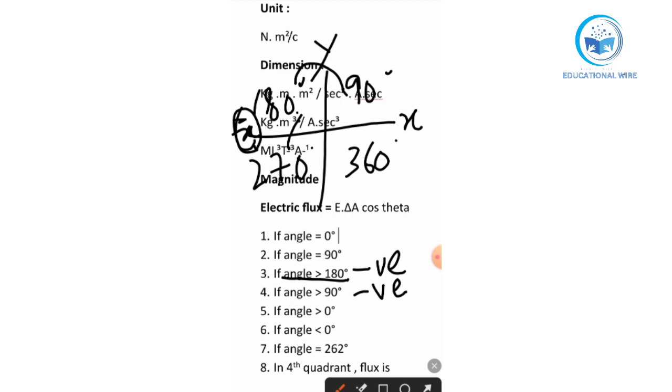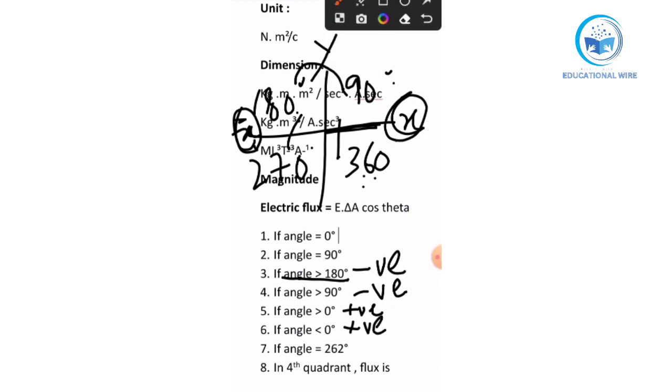If the angle is greater than 0 degree, this is the initial point, 0 degree to 90 degree, so it will be positive and in the first quadrant. And if it's less than 0 degree, meaning downward, it will be 360 degree, so it will come in the fourth quadrant and x will be positive. So we will write here positive and fourth quadrant. Move to next: if the angle is equal to 262, between 180 and 270, it will be negative and in the third quadrant.